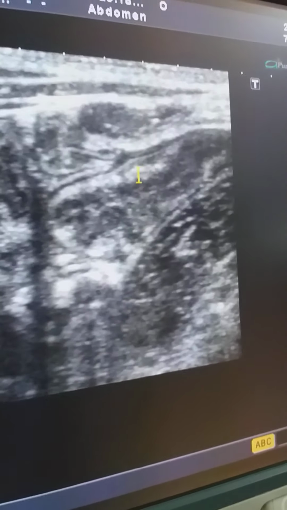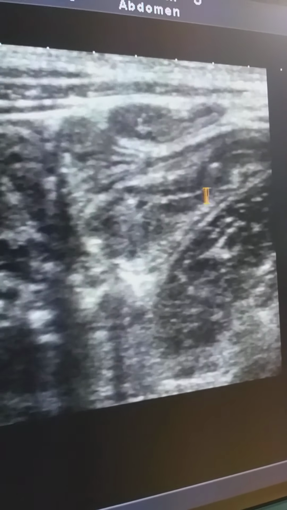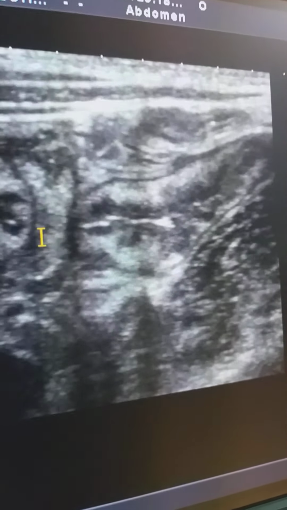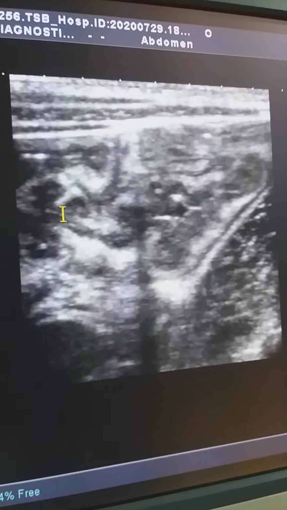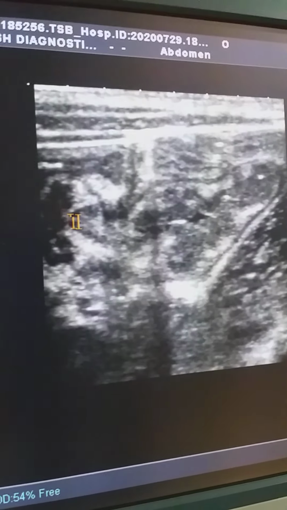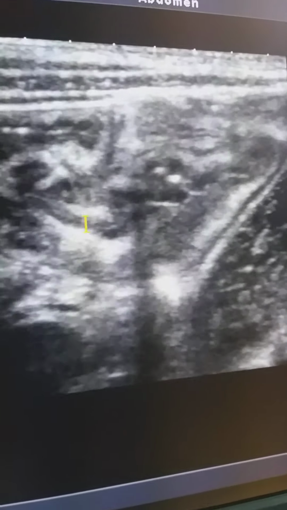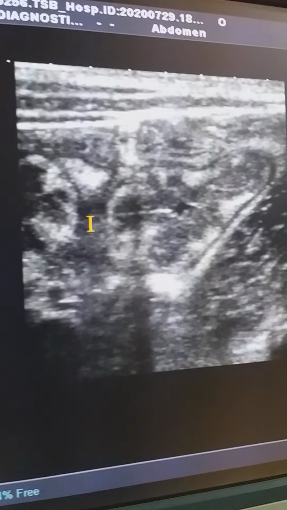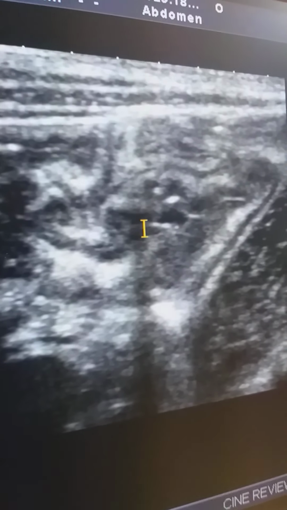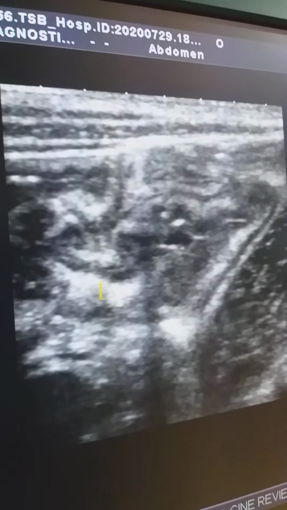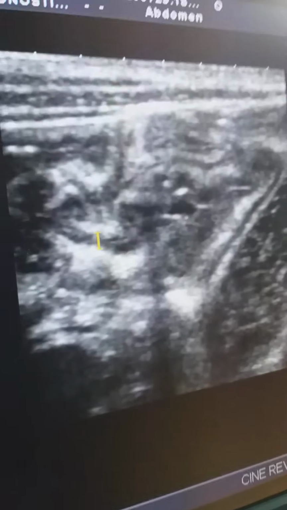We can see that this terminal ileum is thick walled with a narrow lumen. The lumen is narrowed and thick walled, and it is entering and joining the cecum. This is the cecum and this is the wall, the ileocecal wall. This is the ileum, terminal ileum with thick wall, and this joining portion, this is the ileocecal junction or wall, which is also thickened.